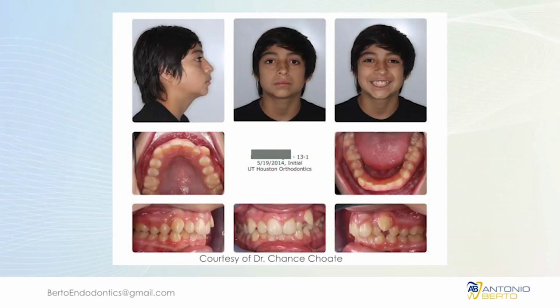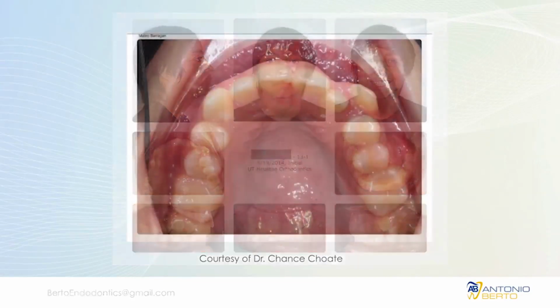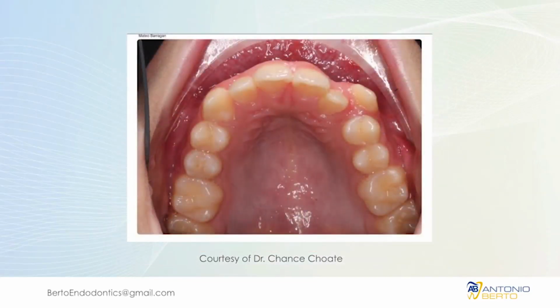And finally, we have an ortho case, courtesy of Dr. Chan's Choate in Houston. This kid went to the Houston Dental School for orthodontic treatment, and Dr. Choate got this case after the treatment was done. Because of his occlusion, they wanted to extract premolars, and when we have a really close look at this case, you can see that the second maxillary premolar on the right side has a little defect on the occlusal side. That's how we typically see dens in dente.